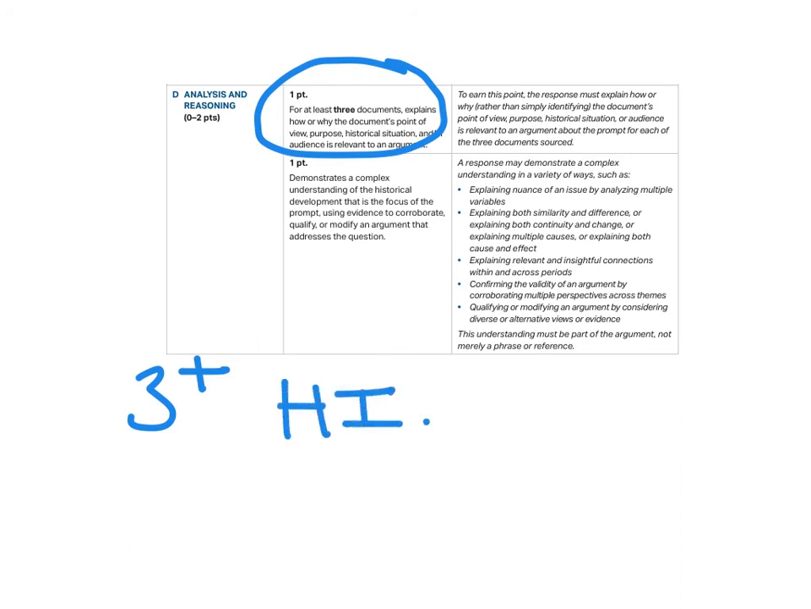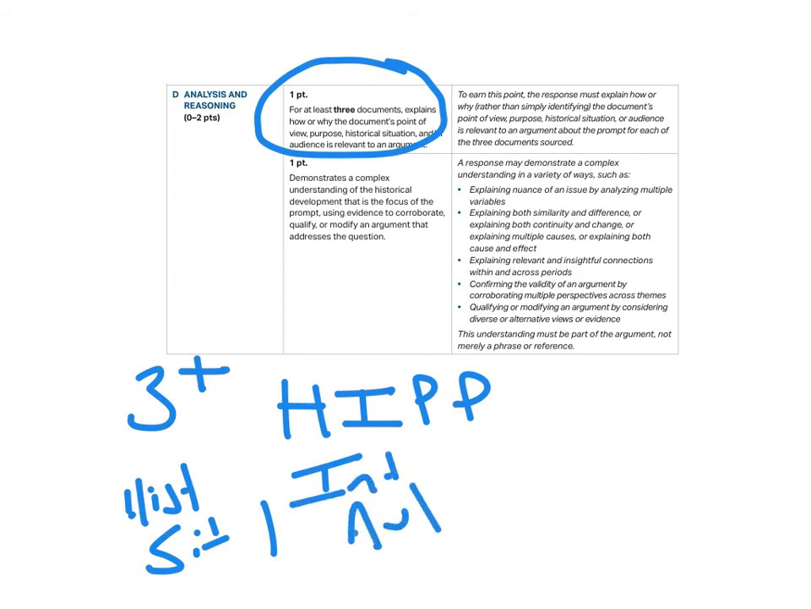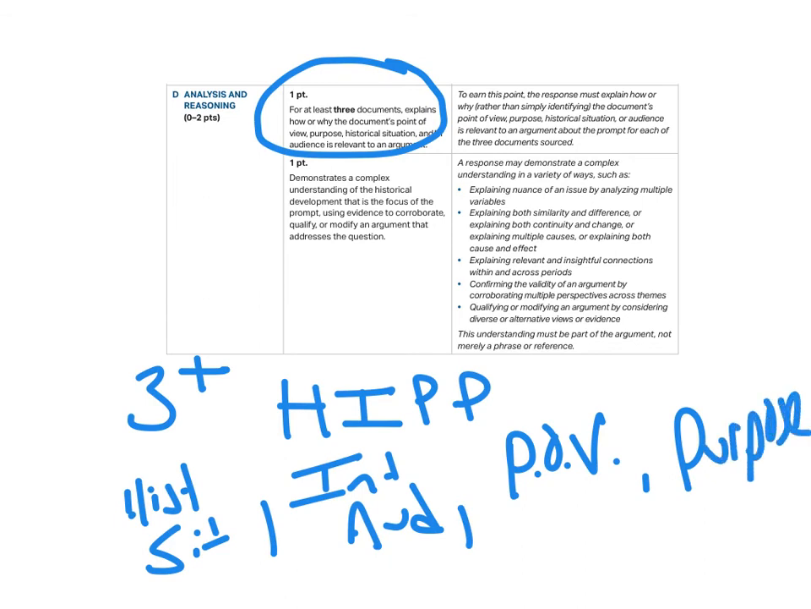And now we're down to the last 2 points. And I'm going to be really fast with this. You get 1 point for taking 3 or more documents and doing what I call HIP. So it is historical situation, intended audience, point of view, purpose, and infusing any one of these HIPs for 3 or more documents.